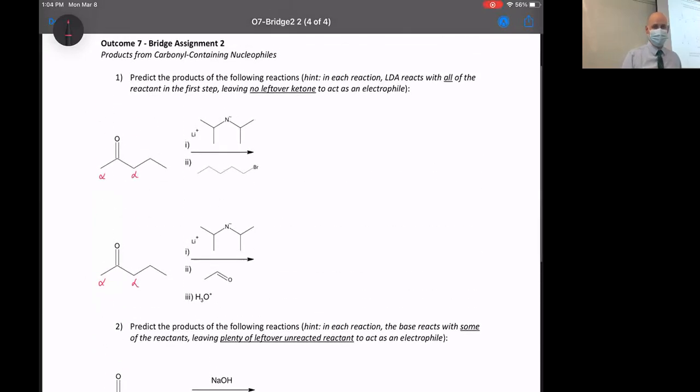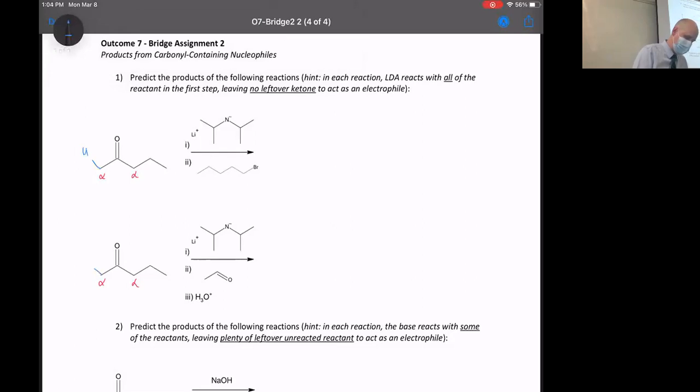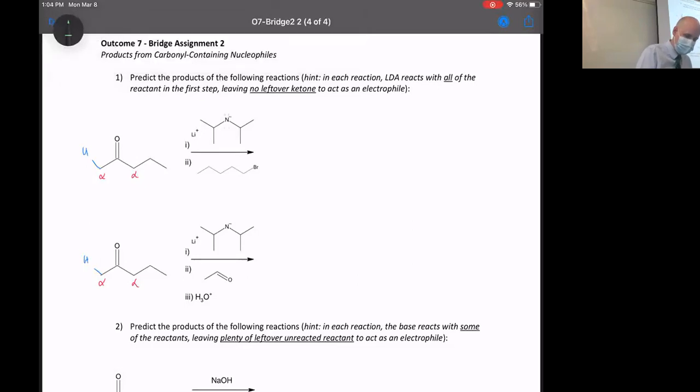Anybody remember, given a choice of alpha carbons, which one will LDA pull a hydrogen off of? The left, why? It's easier, yes. So the most accessible spot, given a choice, is where LDA will pull a hydrogen off. So this reaction right here, for the first step, is identical to this one right here. So we would pull a hydrogen off of the left side because it is most accessible. So either write that down or remember it or figure it out every single time.